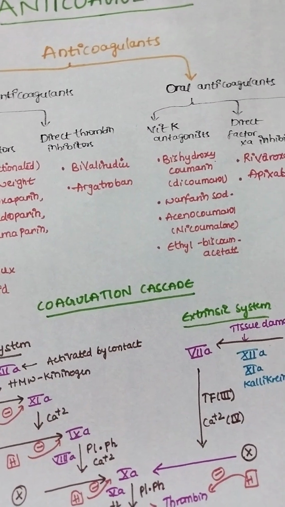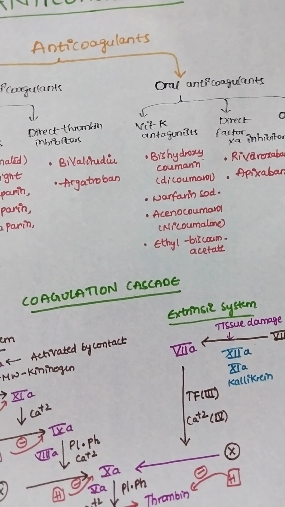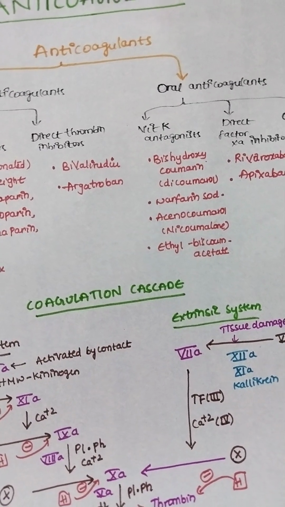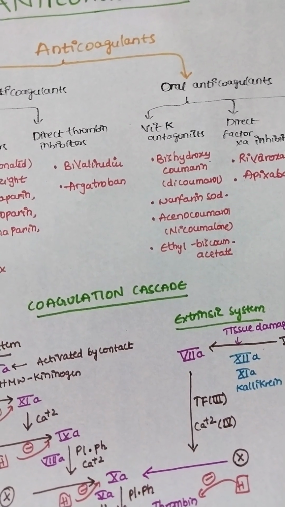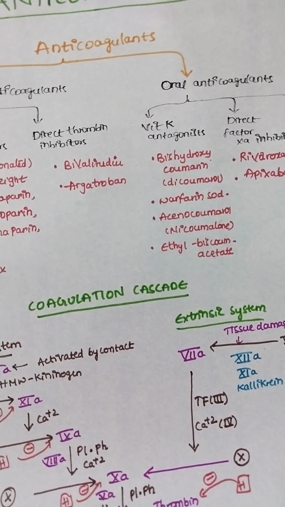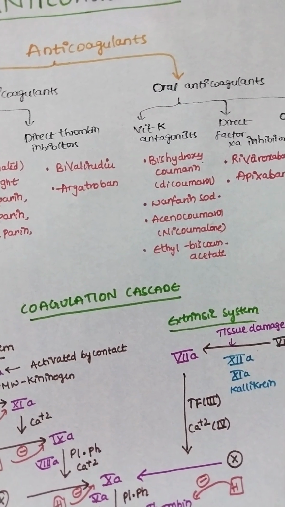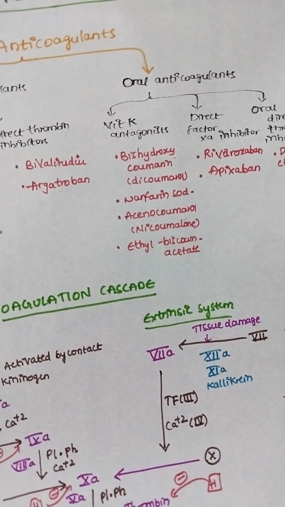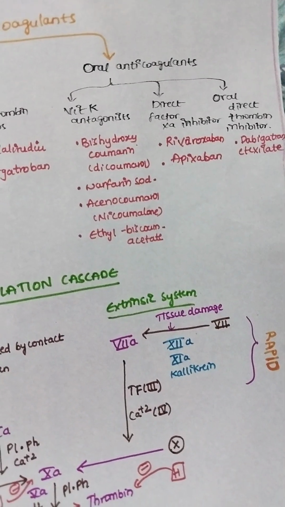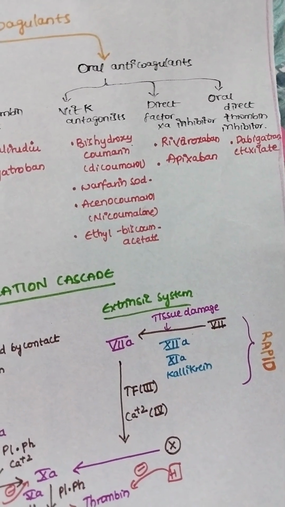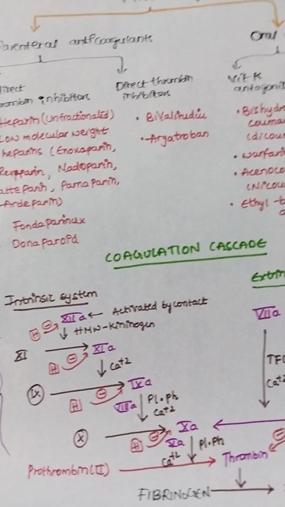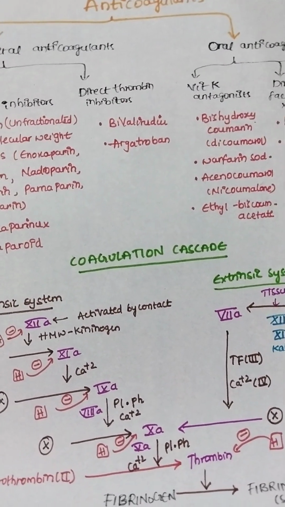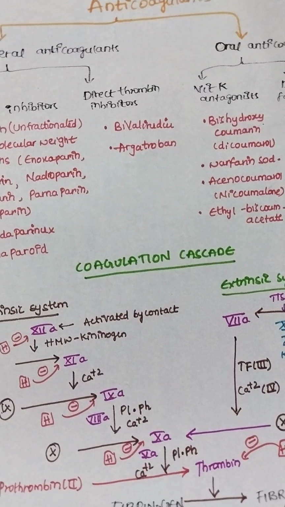Okay. Oral anticoagulants are vitamin K antagonists. They are bishydroxycoumarin, which we call dicumarol, warfarin sodium, acenocoumarol, which we call nicoumalone, and ethyl biscoumacetate. And direct factor 10A inhibitors are rivaroxaban, apixaban. Oral direct thrombin inhibitors are dabigatran etexilate.